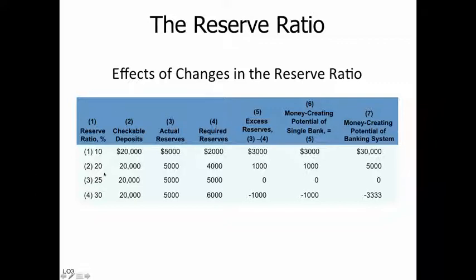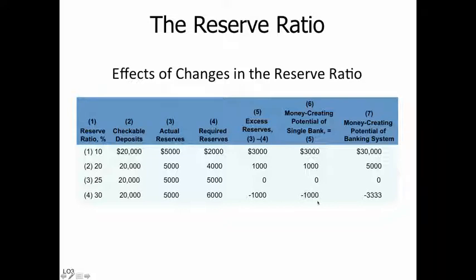If we make that a 20% reserve ratio, now this bank must keep 20% of this $20,000, $4,000, in reserves. We now only have excess reserves of $1,000. If that got loaned out, now the money multiplier would only be 5. 5 times 1,000 gives us the total change in the money supply of $5,000. And you can see as we keep increasing the reserve ratio, the amount loaned out is getting smaller and smaller.